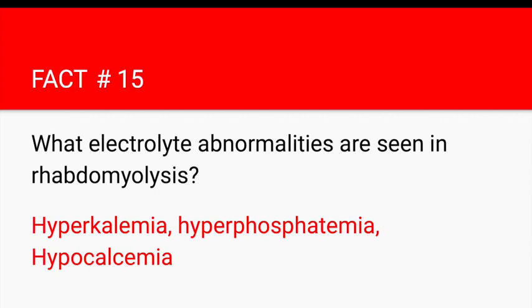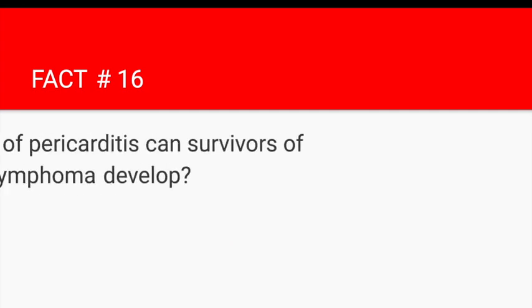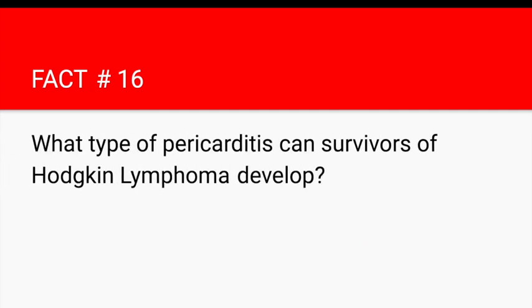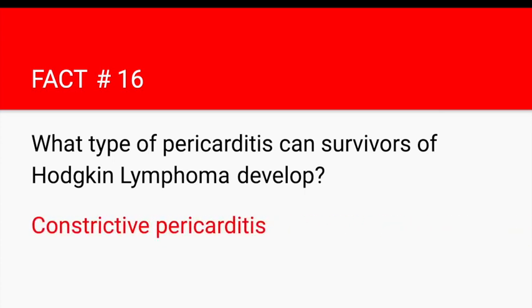What type of pericarditis can survivors of Hodgkin lymphoma develop? Constrictive pericarditis. So, survivors of Hodgkin lymphoma are at an increased risk for cardiac disease. This can present 10 to 20 or even more years after receiving mediastinal radiation or anthracycline therapy.